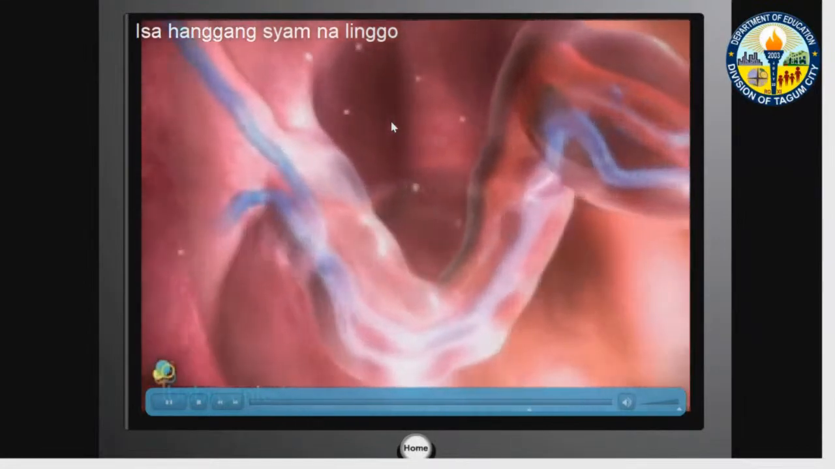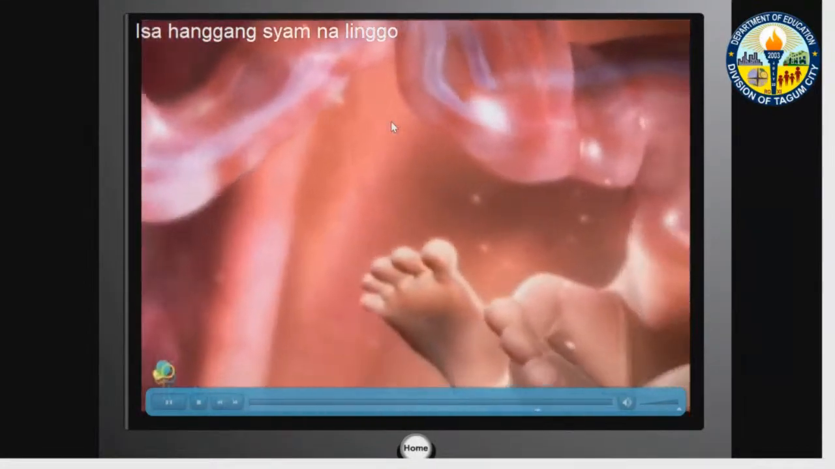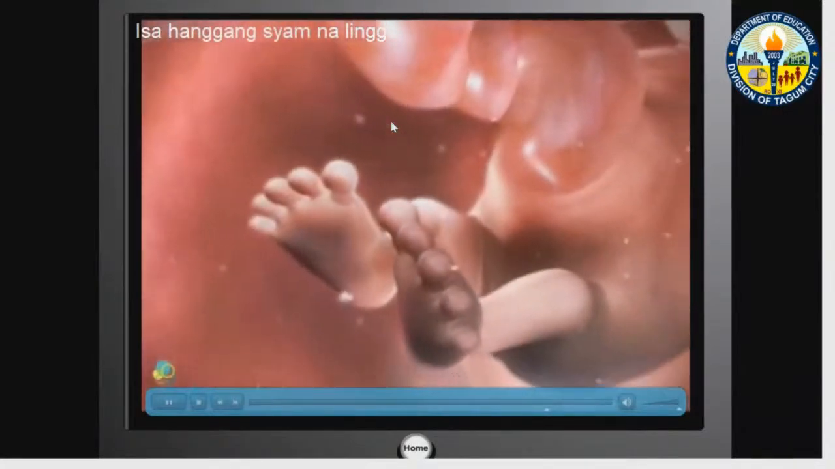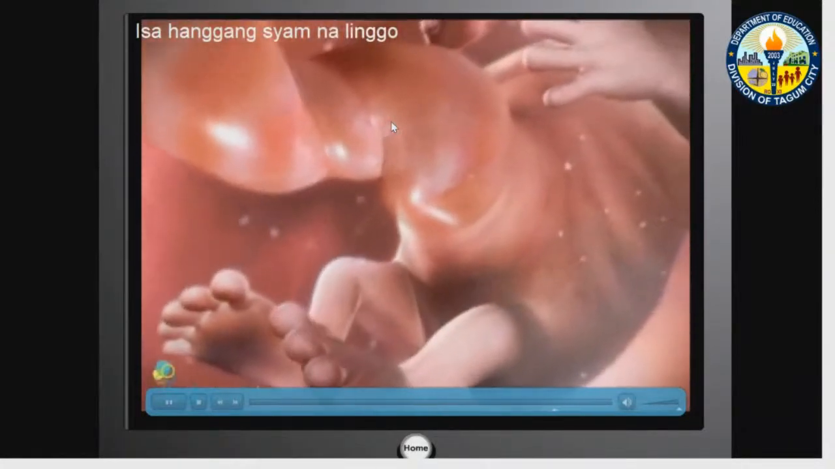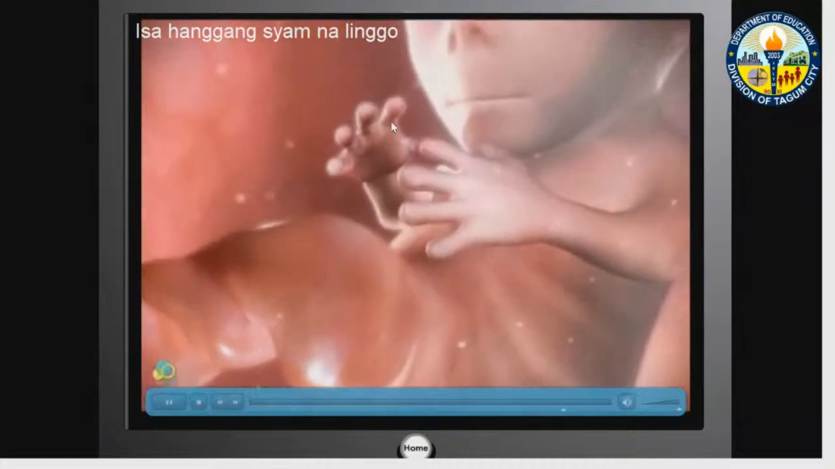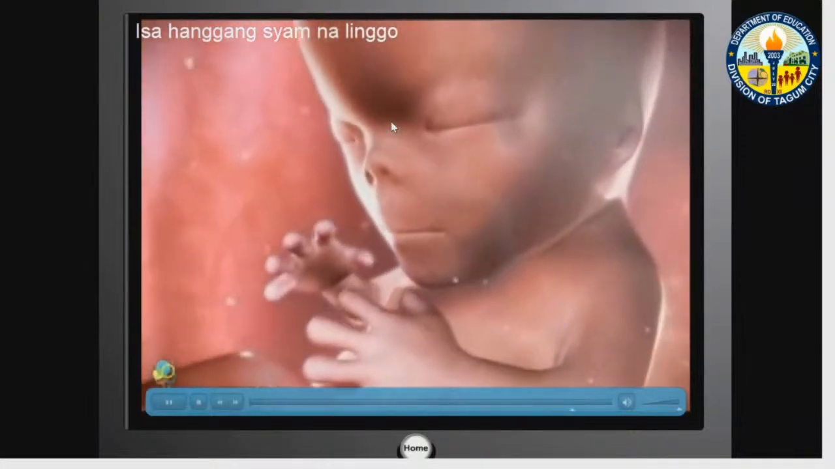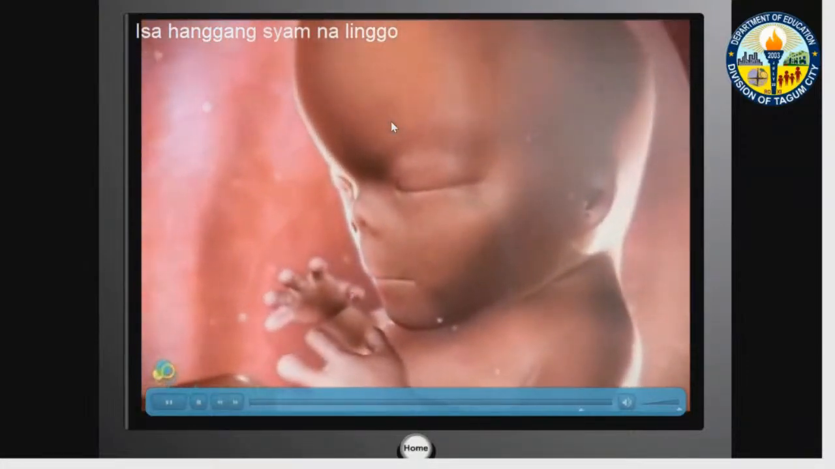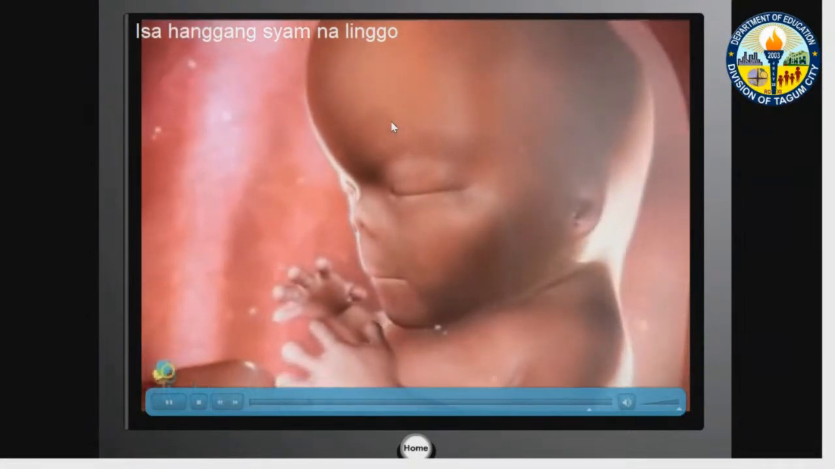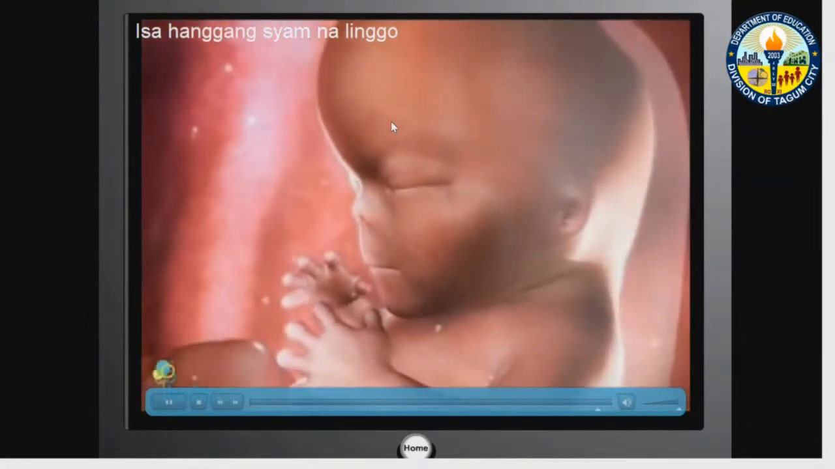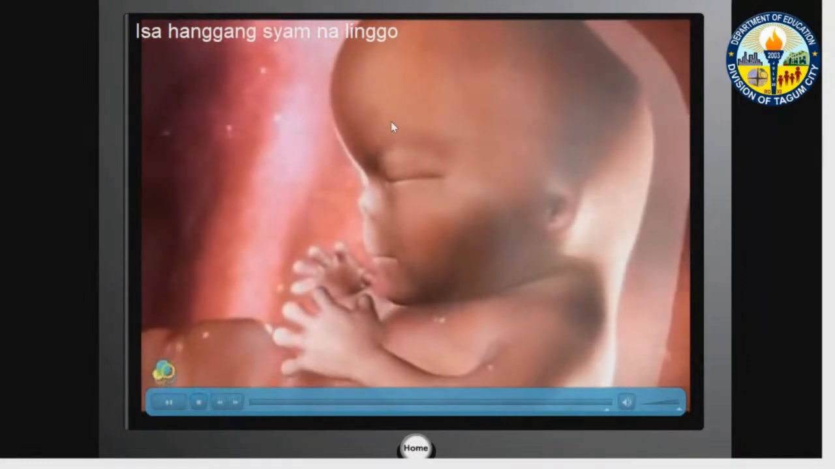Pagsapit ng 9 na linggo, ang tinatawag na embryonic tail ay nagiging paa na. Mayroon na ring mga binti at hita ang sanggol, gayon din ang kamay, ilong, bibig, mata at maliliit na tenga. Sinlaki na ng ubas ang sanggol at may timbang na halos 4 libra.